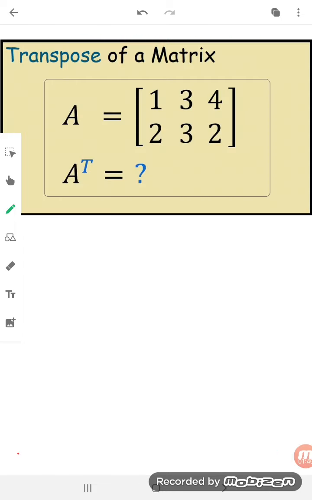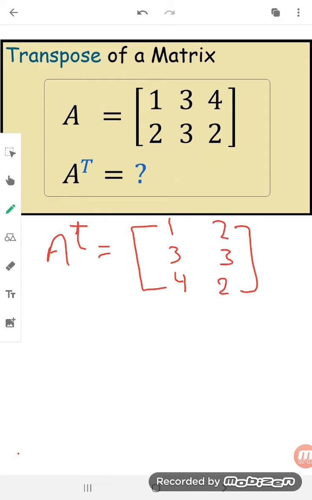Example. The matrix A 1, 3, 4, 2, 3, 2, find AT. So we can write AT equals the first row 1, 3, 4 became the first column, and the second 2, 3, 2. Okay, now we found the transpose of this matrix.